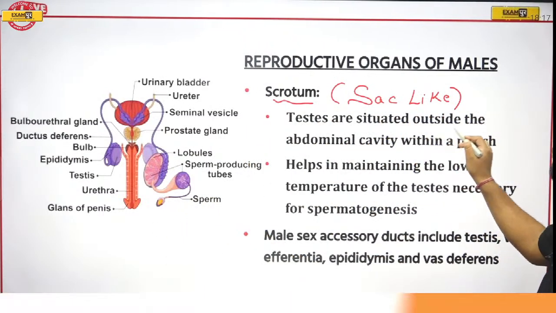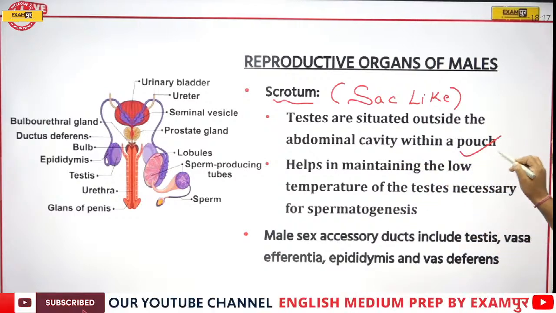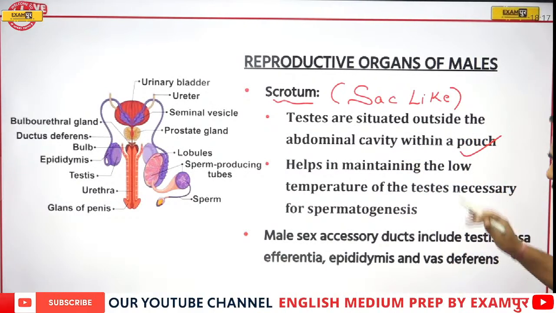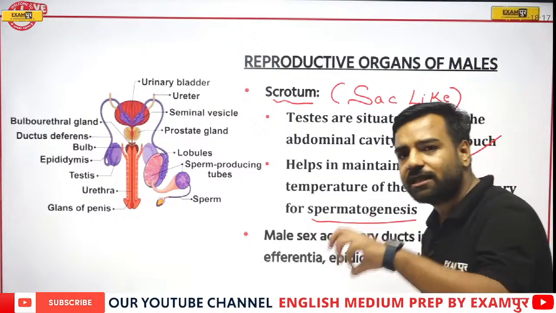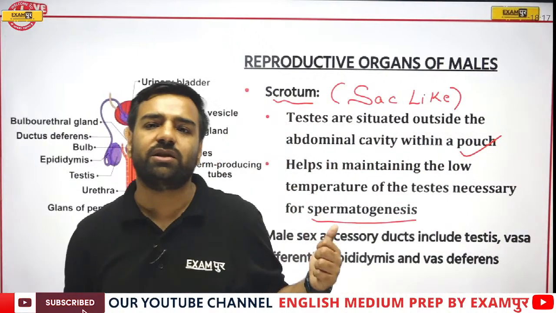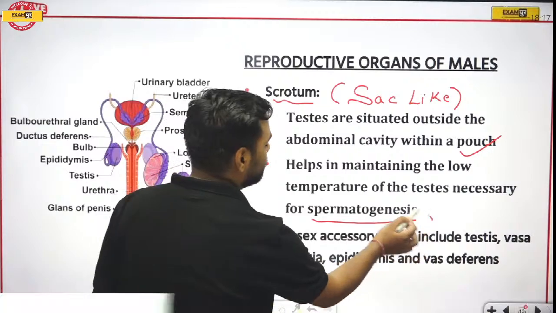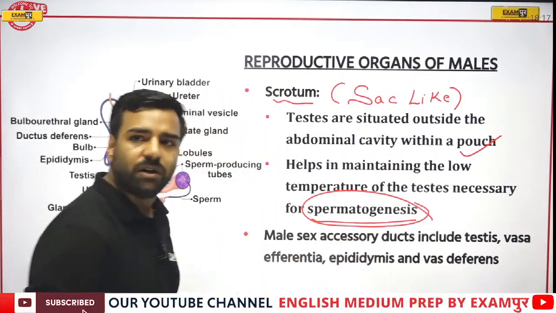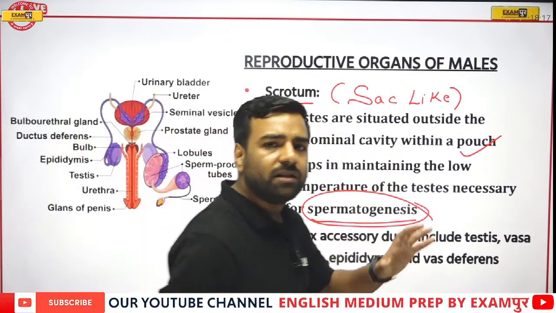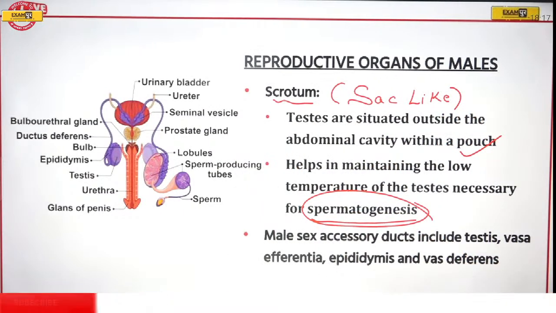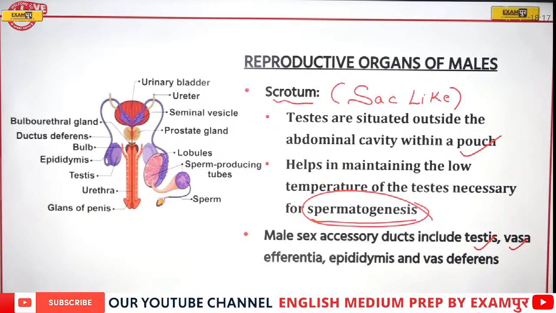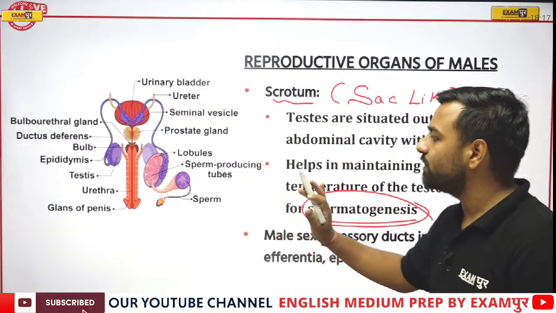So the testes are situated outside the abdominal cavity within a pouch, and this pouch is actually known as the scrotum. Now, it is helping in maintaining the low temperature of the testes, which is necessary for spermatogenesis. I have just explained in the previous question that spermatogenesis is the process of the production of the sperms. So yes, there's a temperature which is required and it is maintained by this itself. Male accessory ducts include the rete testis, vasa efferentia, epididymis and vas deferens. So all these are the things which are present here.